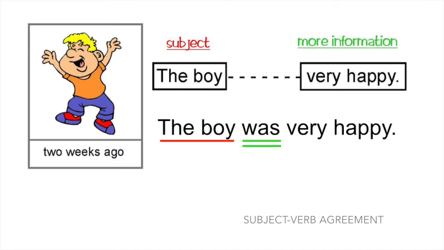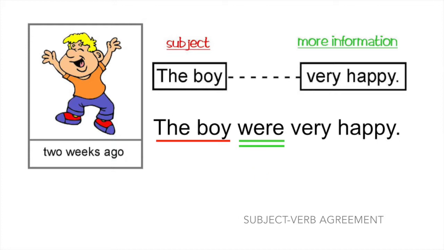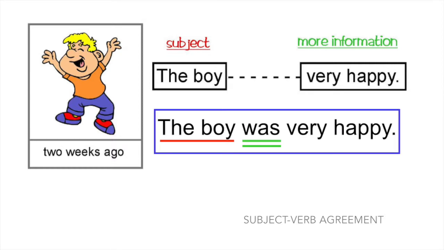The boy was very happy. Was. Well, was could work here. So let's go ahead and try the next linking verb. The boy were very happy. Well, this does not work, so we know that was is the linking verb that we need to use. The boy was very happy.